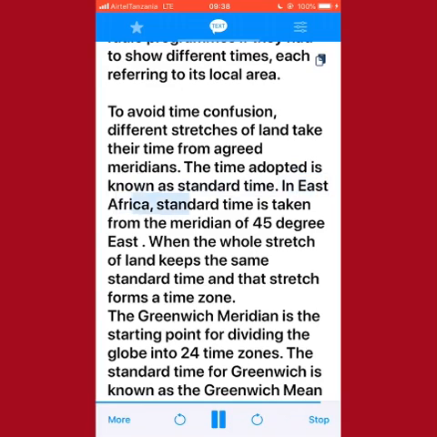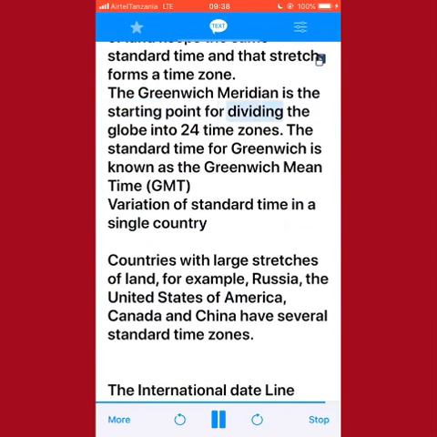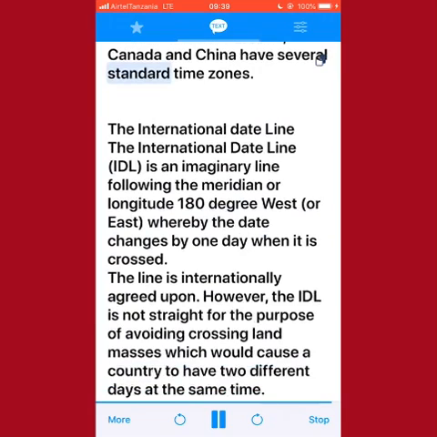In East Africa, standard time is taken from the meridian of 45 degrees east. When the whole stretch of land keeps the same standard time, that stretch forms a time zone. The Greenwich Meridian is the starting point for dividing the globe into 24 time zones. The standard time for Greenwich is known as the Greenwich Mean Time. Variation of standard time in a single country. Countries with large stretches of land, for example Russia, the United States of America, Canada and China, have several standard time zones. The International Date Line.